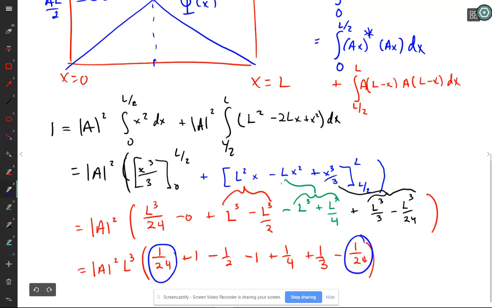1/24 and minus 1/24 add to 0. Plus 1 and minus 1 add to 0. And I'm left with minus 1/2 plus 1/4 plus 1/3. So going to a common denominator, the common denominator is 12. So that's 6/12, 3/12, and 4/12. So 3 plus 4 minus 6 is 1.